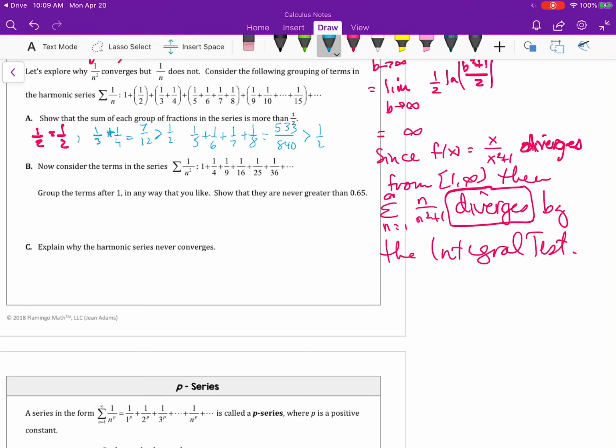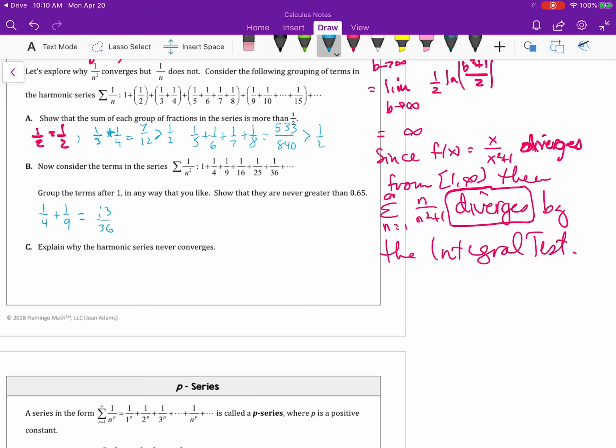And then if you added all the next one, it's going to also be greater than 1/2. So you can do that. I ran out of space there. I think it ends up being 21,635 over 36,036, but it's greater than 1/2.